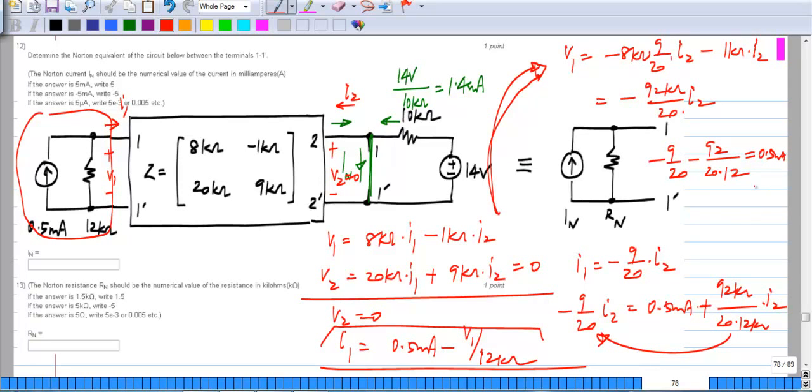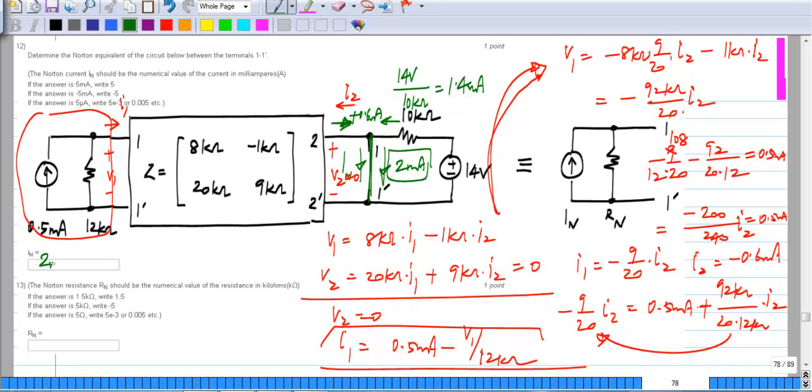And this comes out to be, if I multiply this by 12, I get 108 over there. The left hand side will be minus 200 divided by 240 times I2 equals half a milliamp. So I2 will be minus 0.6 milliamps. So the current flowing this way is plus 0.6 milliamps. So the total current that flows here is 1.4 plus 0.6, which is 2 milliamps.